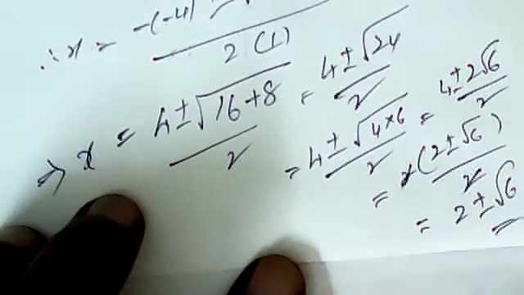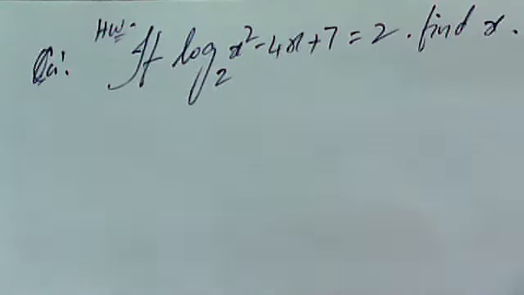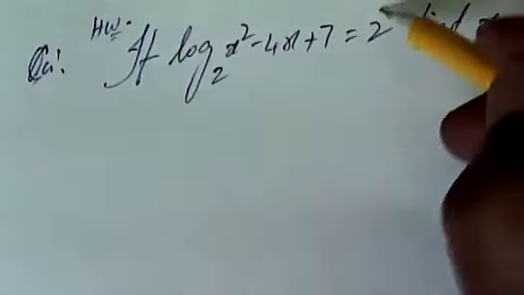Okay. Now, in the same way, take this problem as homework, and please work it out by yourself. If log of x square minus 4x plus c, it is 7, to base 2 is equal to 2, find the value of x. You can see here.